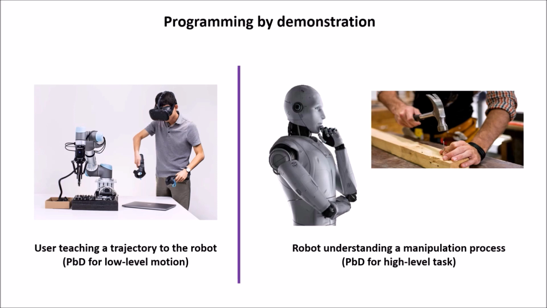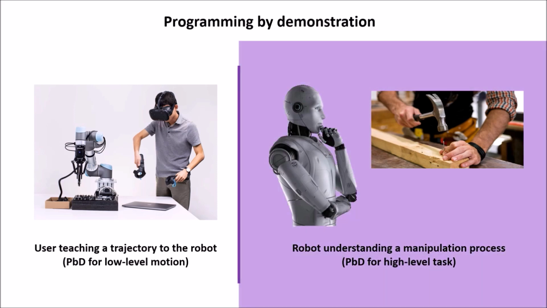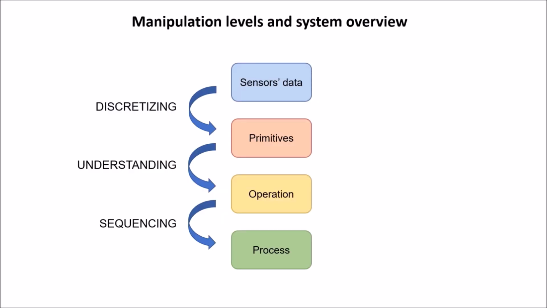In this video, we present an approach of the latter group, which allows recognizing single-arm manipulation processes, generating an action plan for the robot. This approach differentiates four levels of manipulation information.